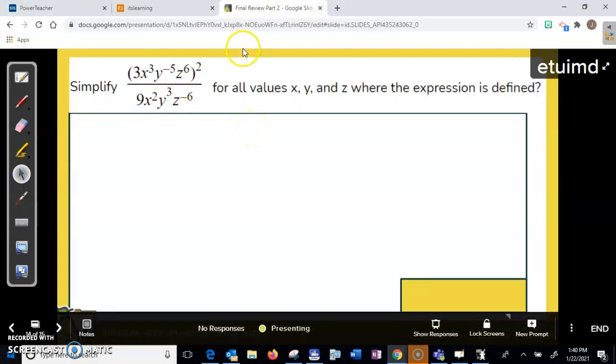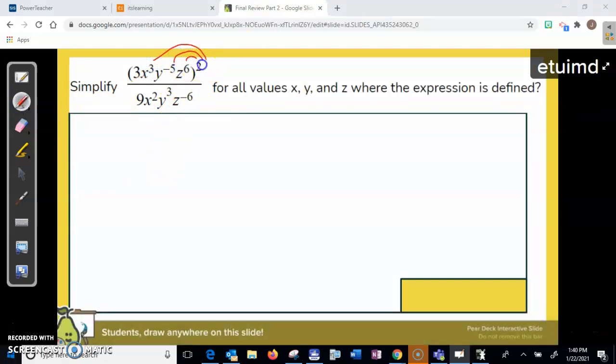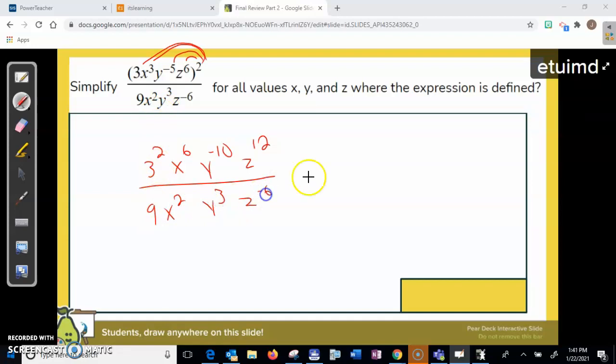Guys, whenever you have a number on the outside, distribute it. This becomes done, done, done. And to the 3. 3 squared, x, 3 times 2, that's 6. Negative 5 times 2, that becomes negative 10. 6 times 2, that becomes 12. Divided by the bottom, it stays the same. 9x squared, y to the third, z to the negative 6. From here, we've got to convert it. We know what 3 squared is. 3 times 3, that becomes 9.